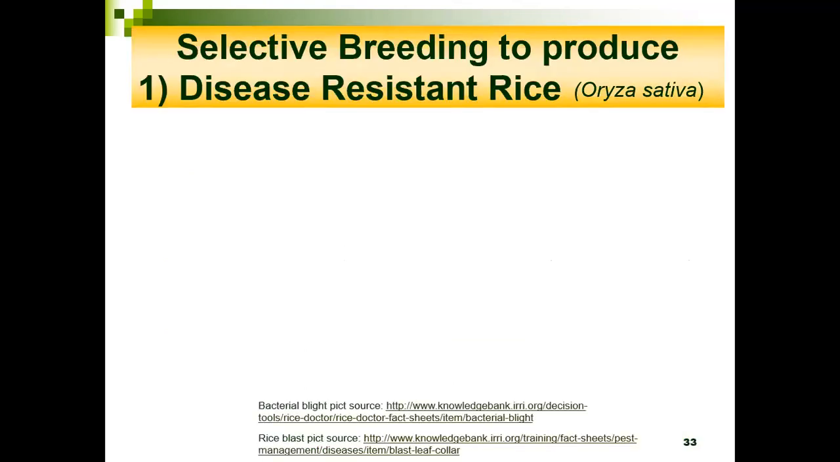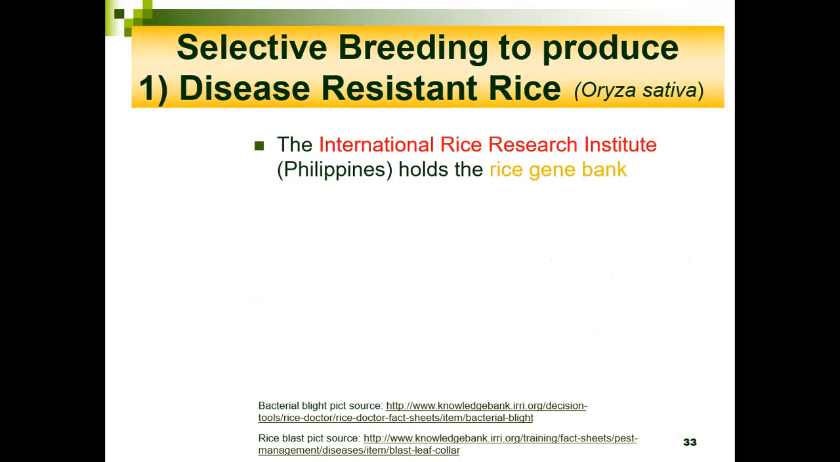So the first one is selective breeding to produce disease resistant rice, Oryza sativa. So we know that when we do selective breeding, there are a lot of alleles that we will not select, right? Because we only select the alleles that we want. So those alleles that are not selected will actually disappear from the whole population. But we know that those alleles are very important for the survival of the species in a changing environment because it may be useful later. It may not be useful for us, but it may be useful later for the plant to survive.